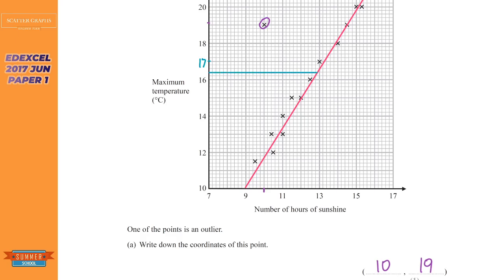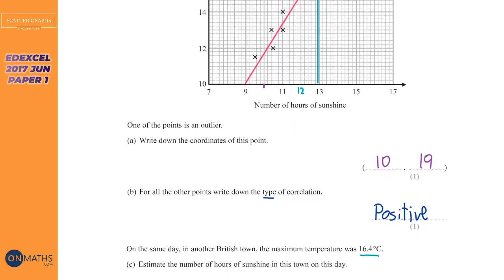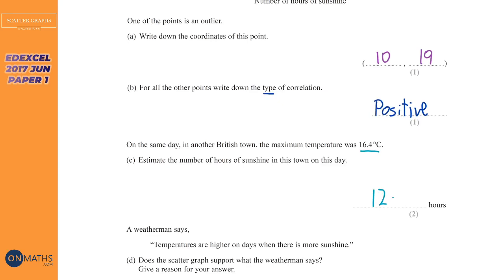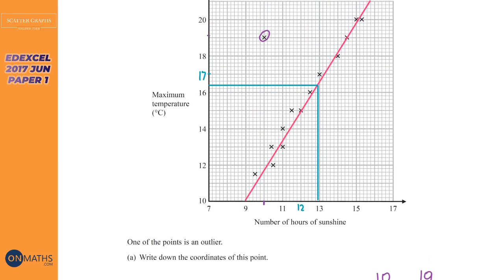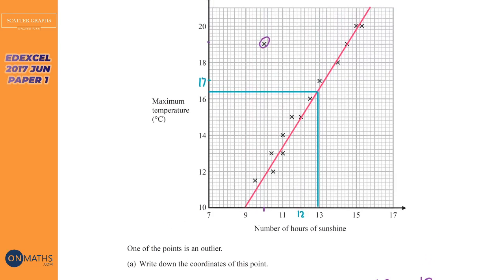Draw a line across from 16.4. And then as soon as we hit the line of best fit, we draw a line down. Now looking at the scale at the bottom, that's going to be 12, and again it's going to go up in 0.2s. So I would say it's probably going to be 12.9 for mine. And I can imagine the mark scheme will give you anywhere between 12 and 13, because your line of best fit is going to be different to mine, almost certainly.